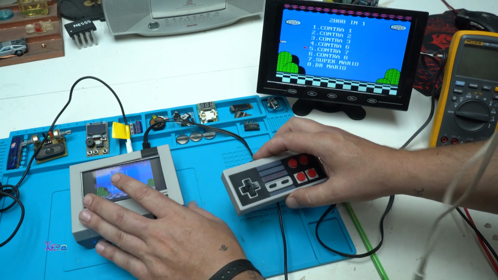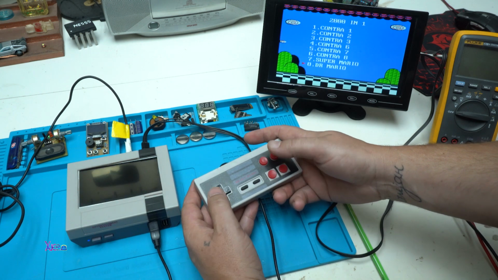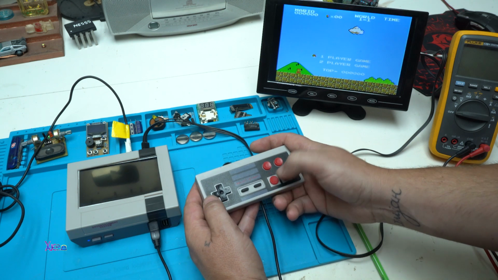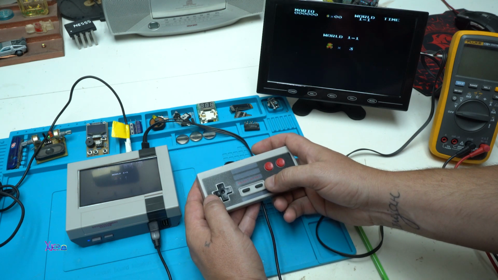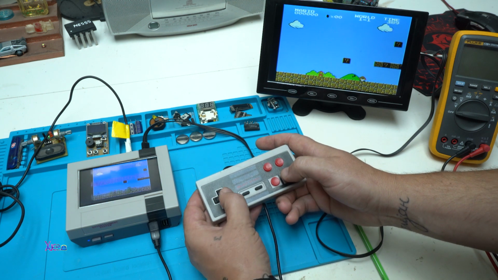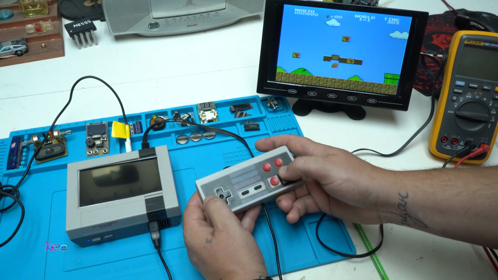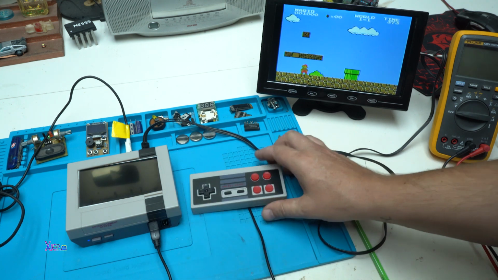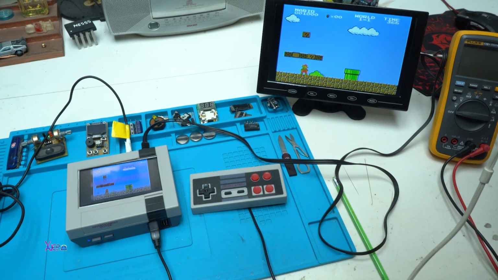This is a clone Nintendo Super Mario. Let's start. One player. World 1 of 1. Okay, working. Mushroom. Okay.